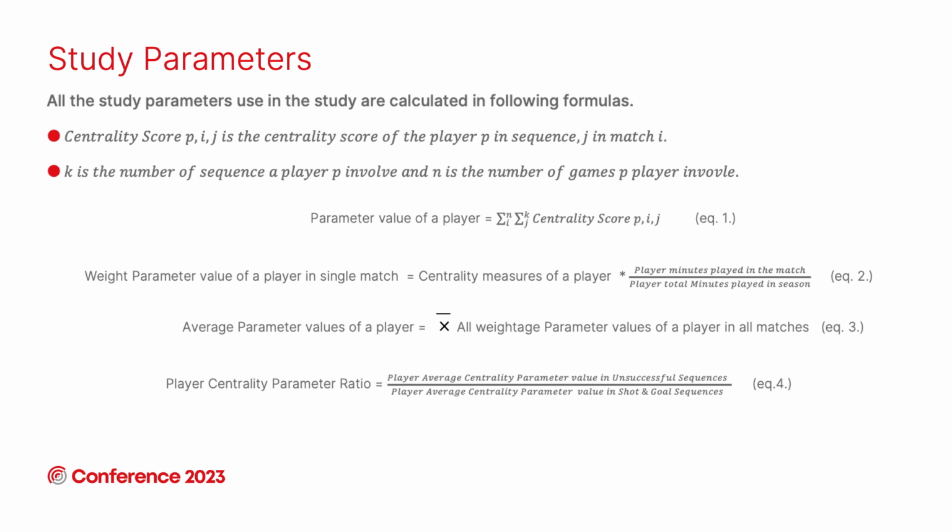Here, what we did is we divided the player's average centrality parameter value in unsuccessful sequences by that in shot and goal sequences. This tells us how much a player is involved in shot and goal sequences in comparison to unsuccessful sequences.